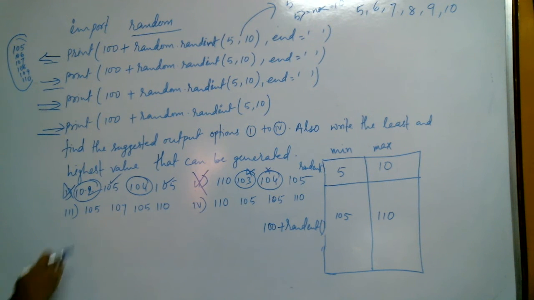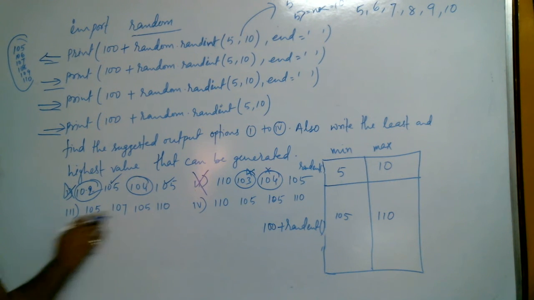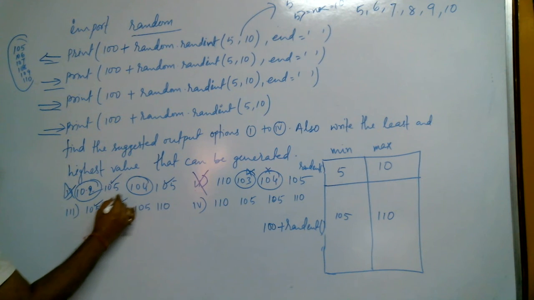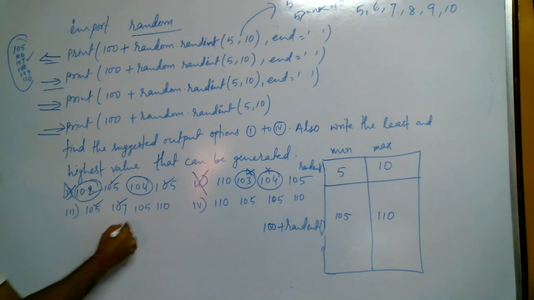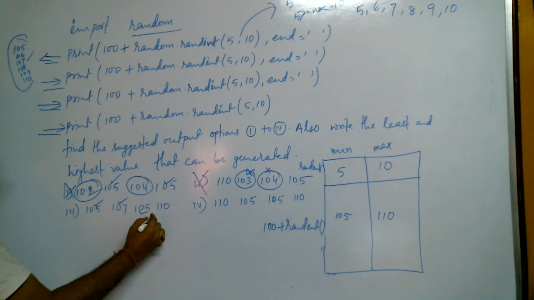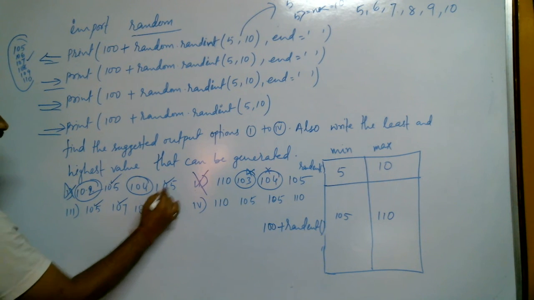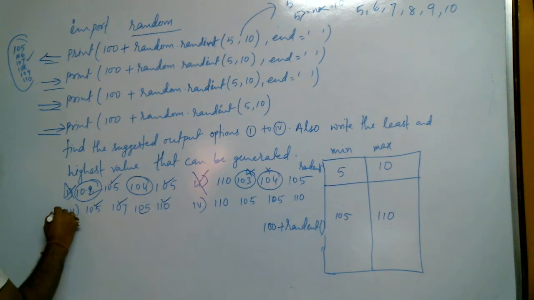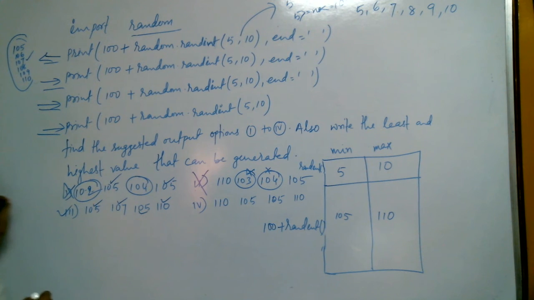The next one, we will move to the third one. In the third one, 105, that is acceptable. 107, that is also there in the list. 105, that is also there in the list. And 110, that is also there in the list. So this option is acceptable.